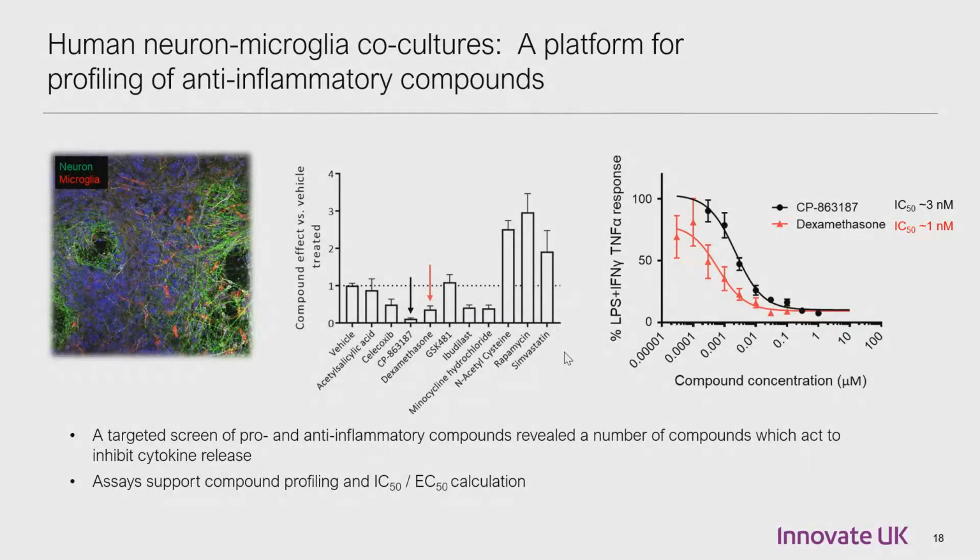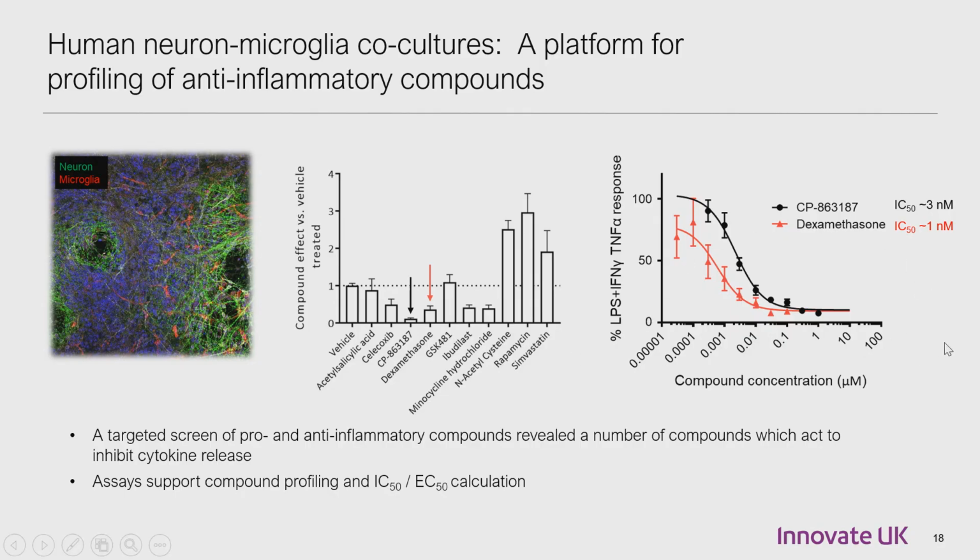as being either anti-inflammatory or neuroprotective, to see whether or not we could demonstrate effects just on a fairly simple LPS interferon gamma induced TNF-alpha release. We identified CP863187, which is a P38 inhibitor, and dexamethasone as being particularly good reproducible inhibitors of TNF-alpha release.